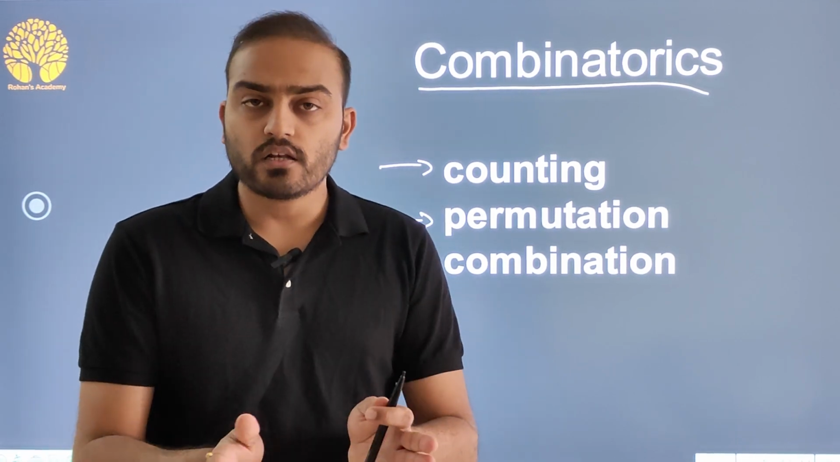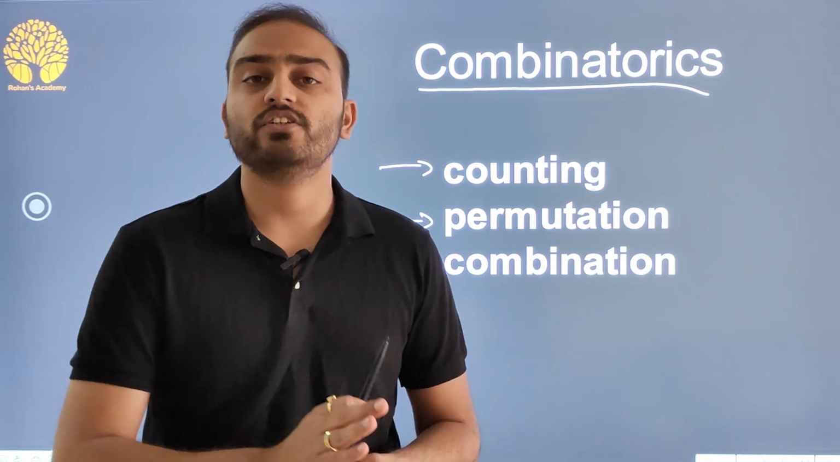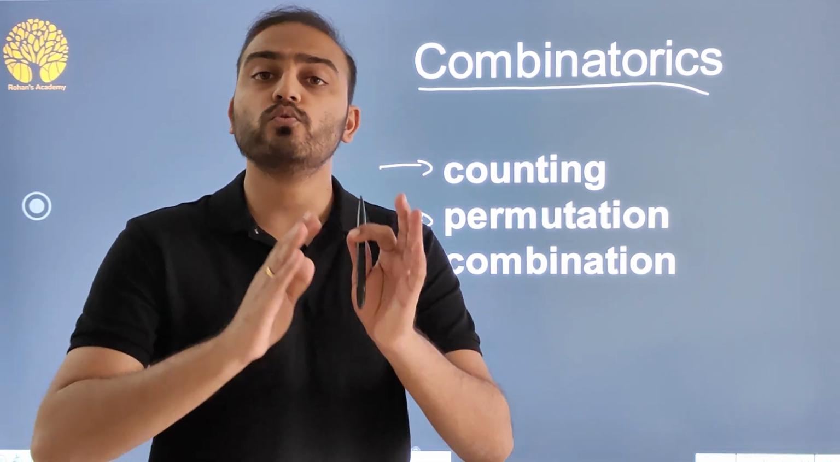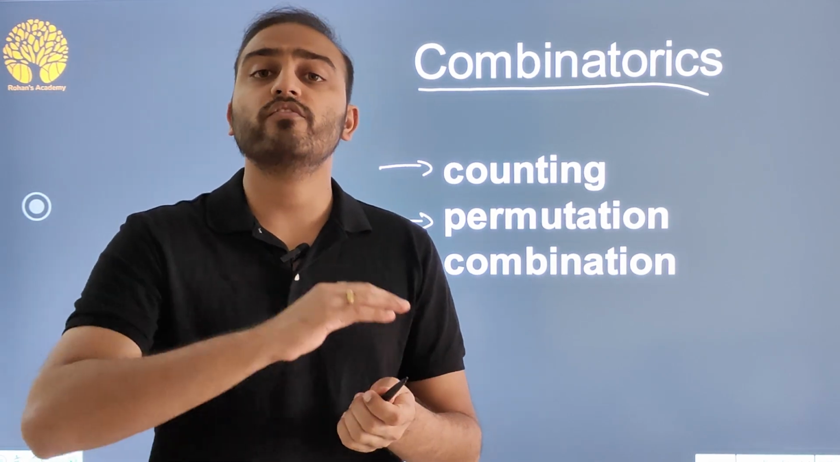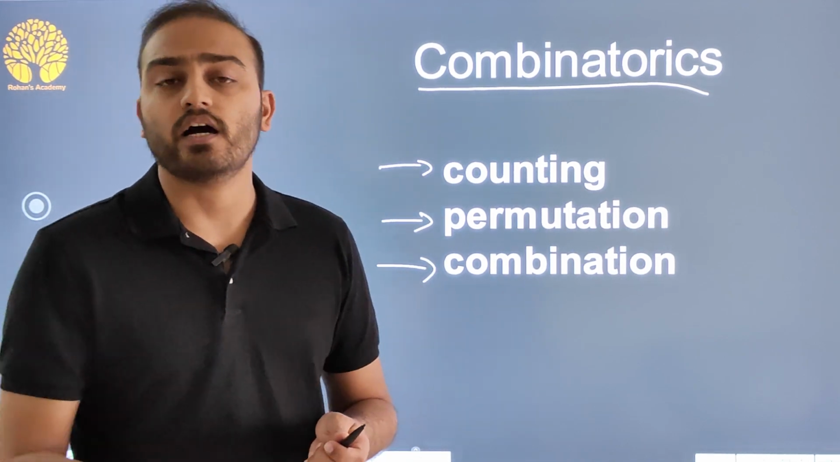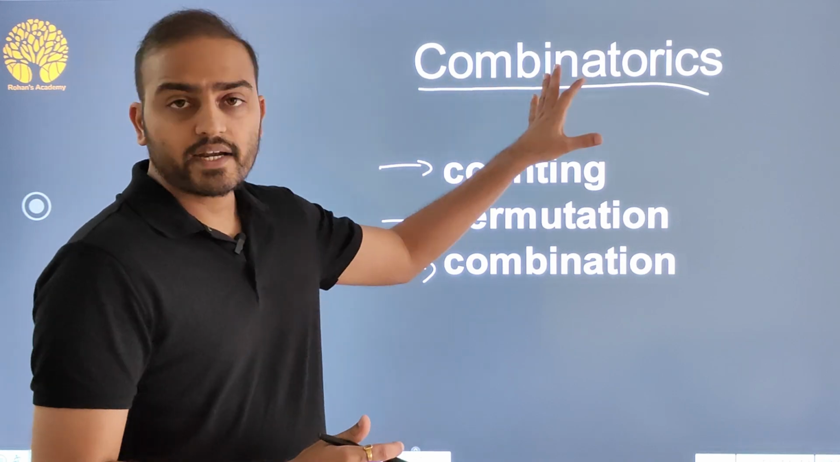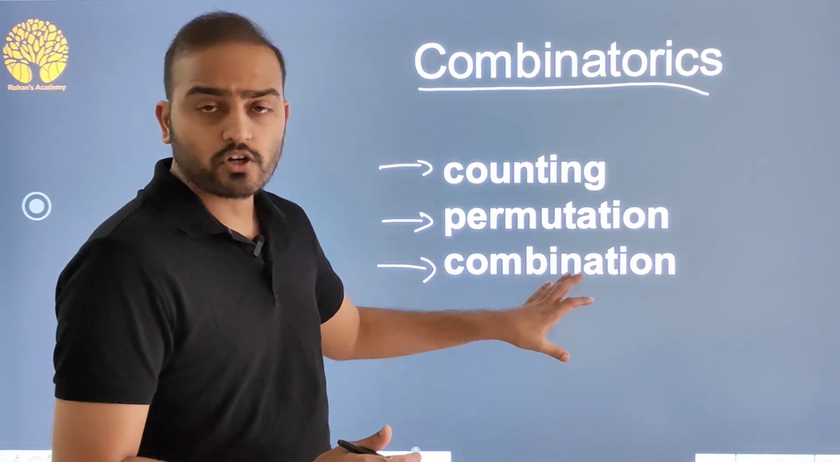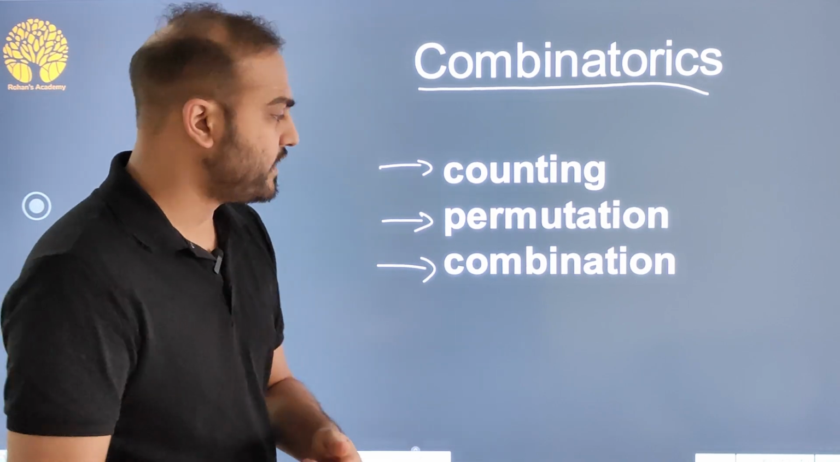The mental solving of the problems is 50% of your challenge. If you are able to categorize it and understand it, you have solved 50% of the question there itself. Then you just have to calculate and get the answer. So without further ado, let's understand combinatorics: counting, permutation, combination, the differences between them, and when to apply what.